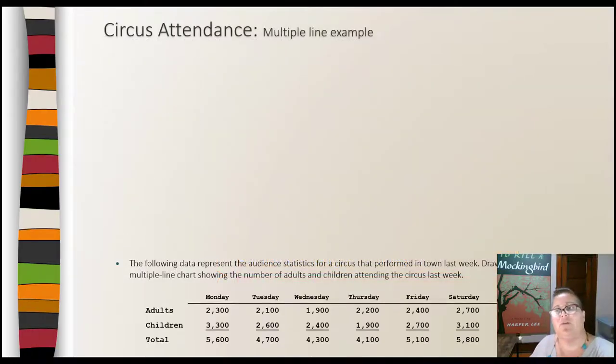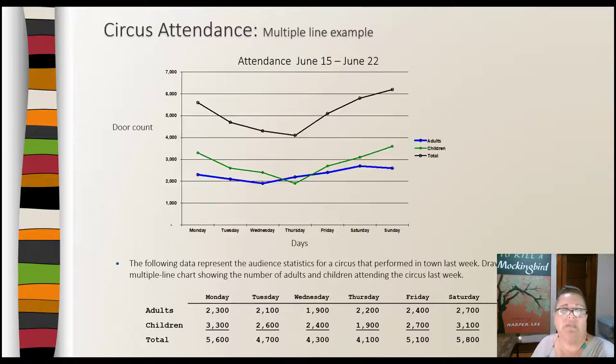So here we have a multiple line example. At the bottom of the page, we have data representing the audience statistics of a circus that performed in town. We're going to draw a multiple line chart showing the number of adults and children attending the circus last week. Since the time is the days, we're going to put the days along the horizontal axis, and the door count, or the number of people who come in, is going to be the vertical axis.